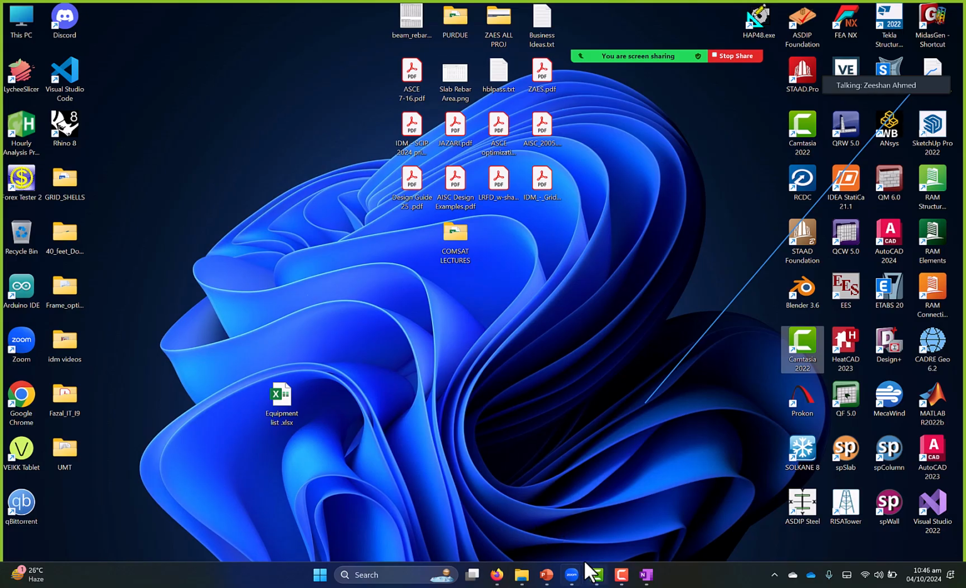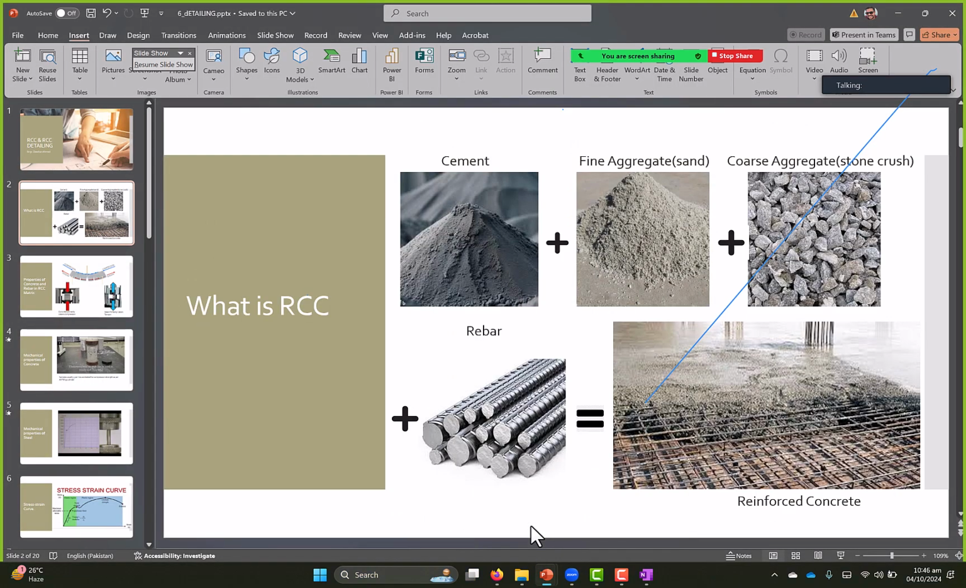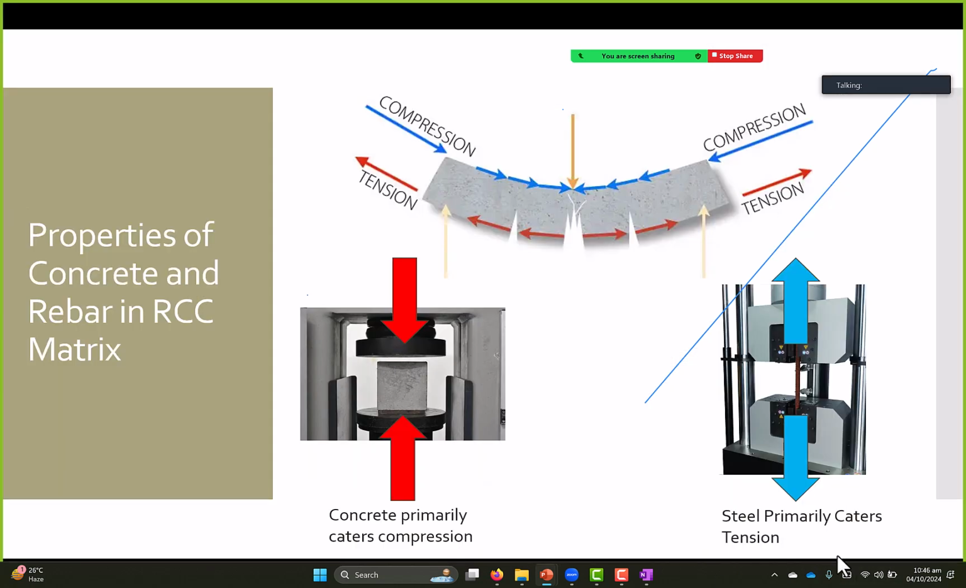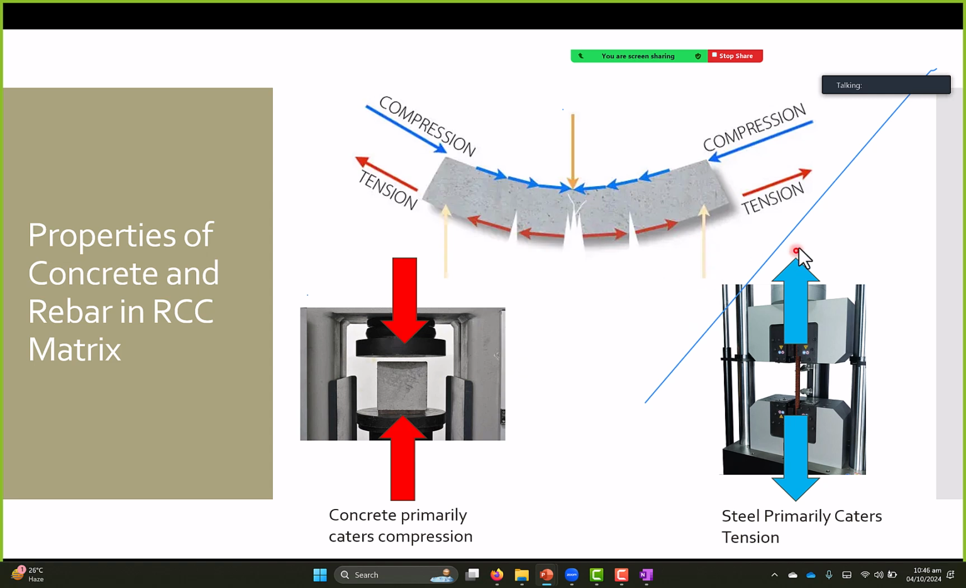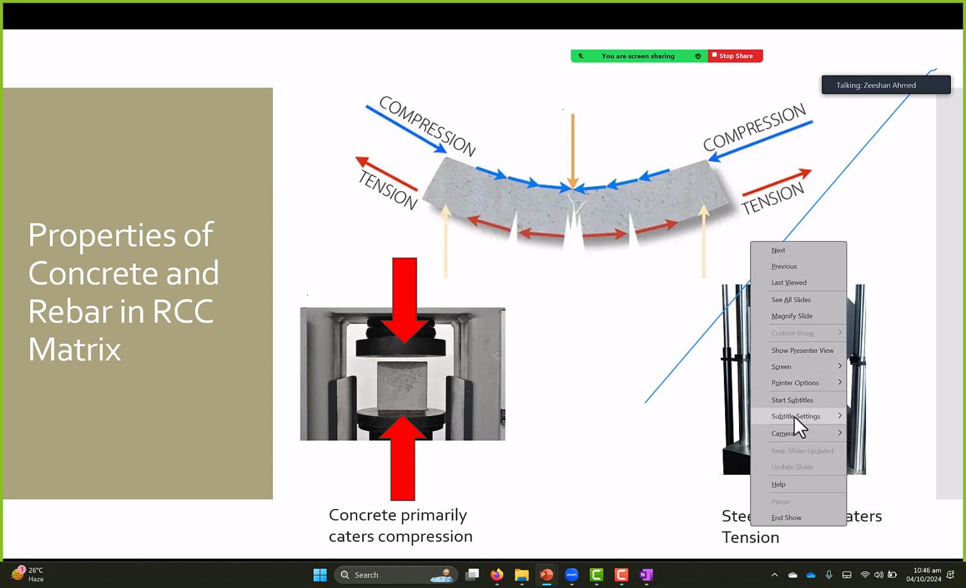Hence, getting back to our slide, in a concrete beam, in a typical concrete beam, this is annoying me. Why is this here? Screen, pointer, pen.